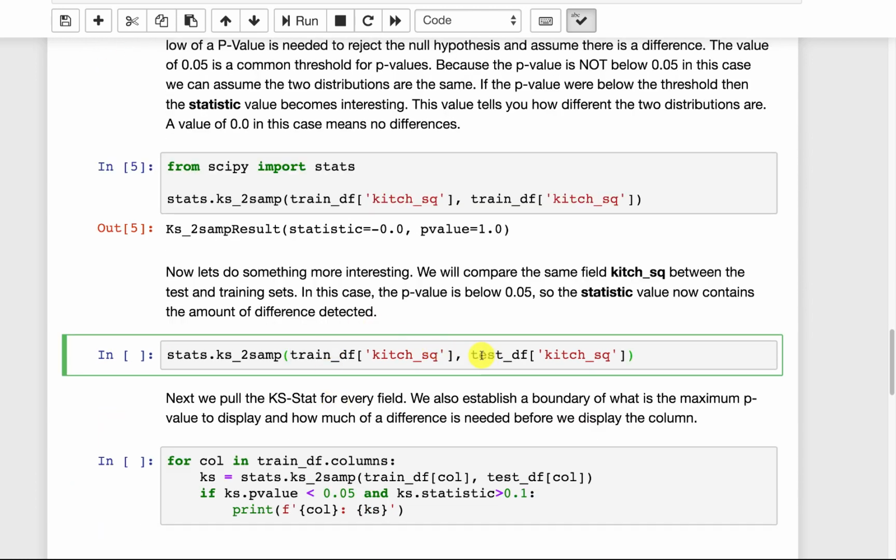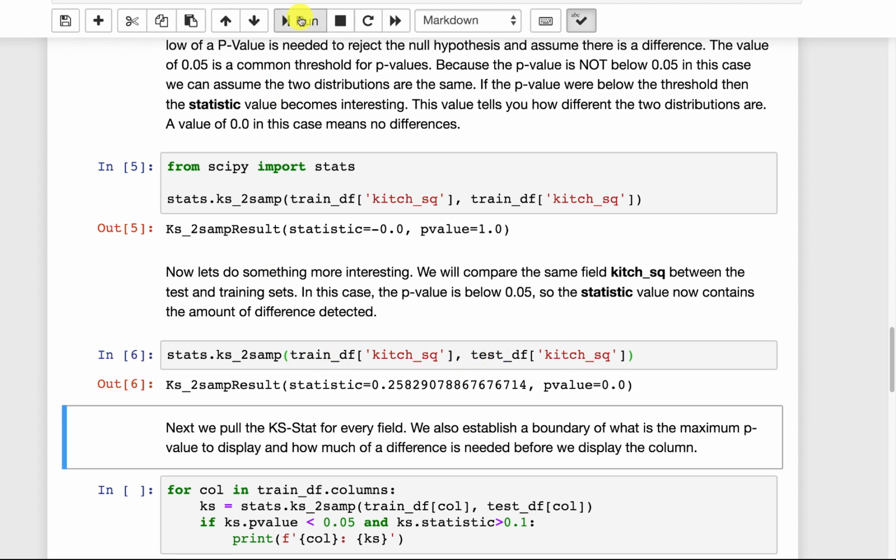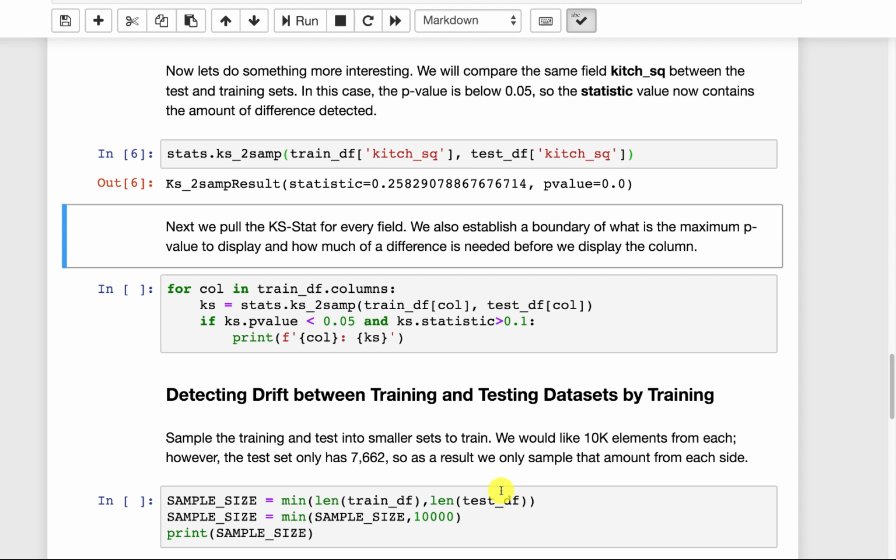Now let's look at the same column, but we're looking at the column in the training set versus the test set. Now the Ks statistic is a little different. Our p-value is very low, 0, and the statistic shows us that there's a 0.25 difference between them. So this is interesting. The distribution of the kitchen square feet is quite different between the training set and the test set.